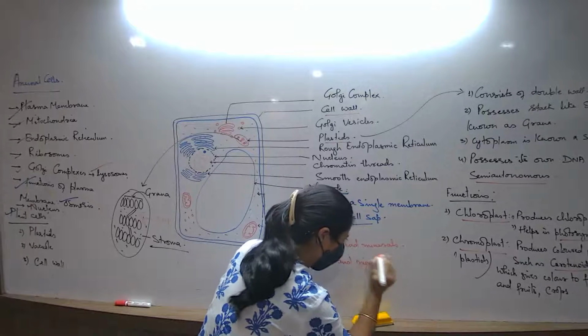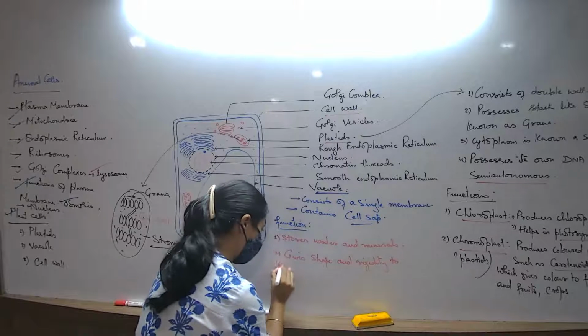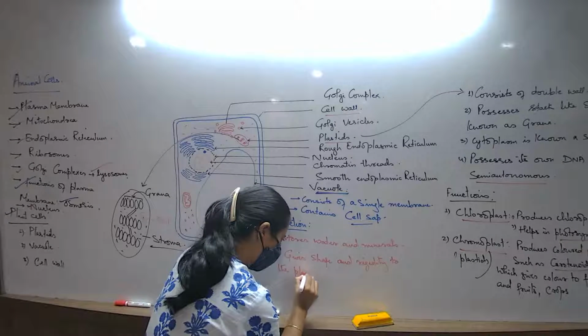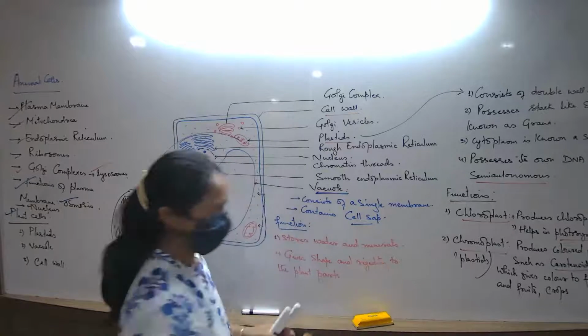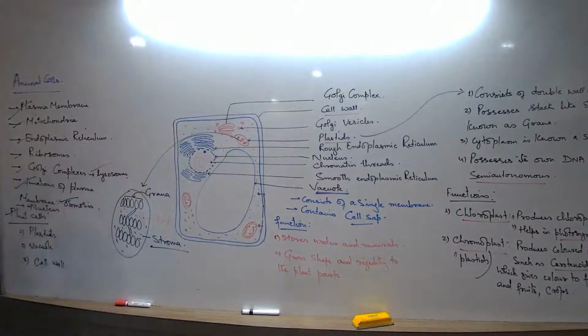Gives shape and rigidity to the plant cells or the plant parts. Cells, meaning parts are made up of cells, no? And in the first function of the plant, we write it shows cell sampling.